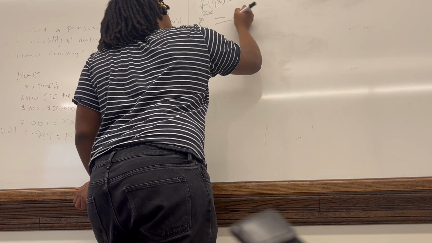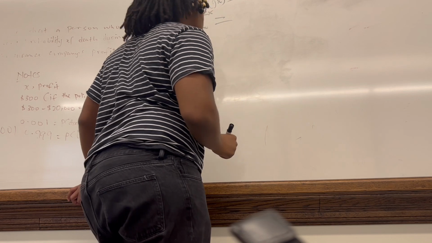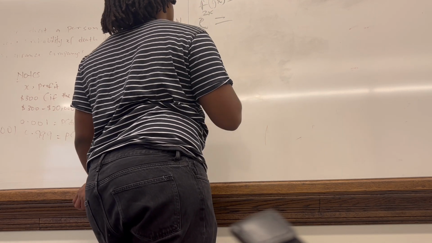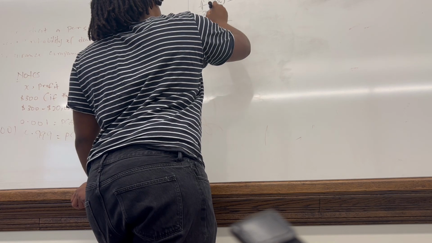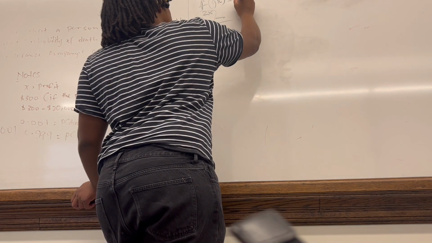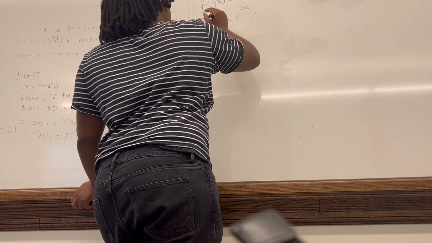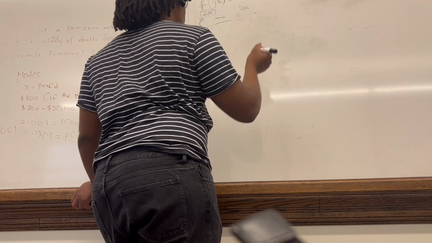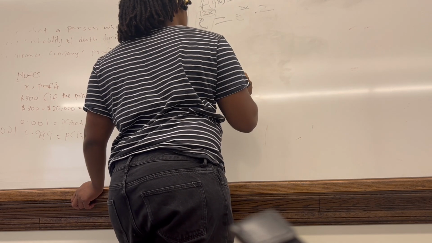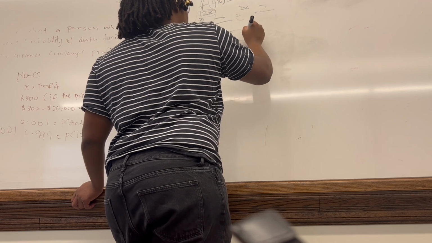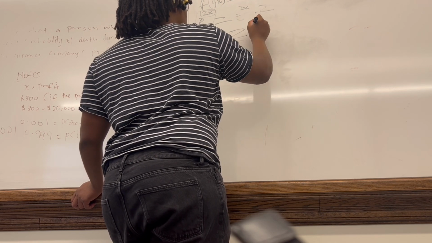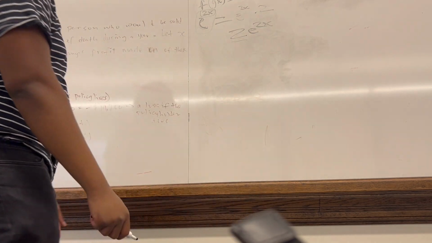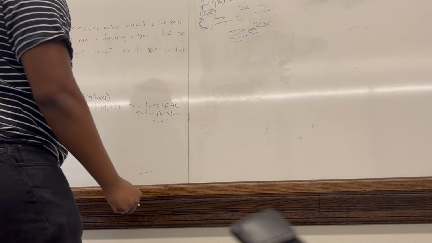Let's do e to the 2x. This is one of the problems I had on the exam. When you have e to the 2x, you keep all of this the same. So it would be e to the 2x multiplied by the derivative of 2x, which is just 2. So this problem would be 2e to the 2x. Very simple, very easy. Let's do a bigger one.